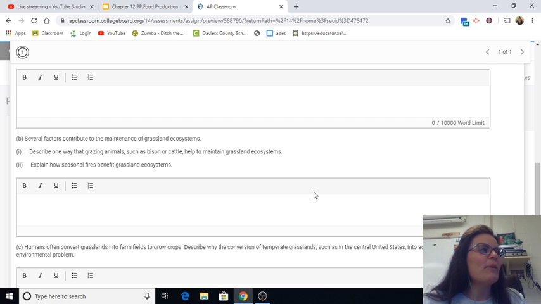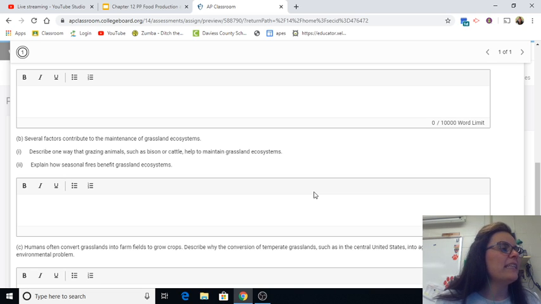But it says the response must describe, not just identify, one way grazing animals help to maintain grassland ecosystems. So, animals compact the soil with their hooves. We talked about overgrazing, so I would want you to use that vocab word, overgrazing. Animal waste provides nutrients for the soil and the plant, and if you were to throw in nitrogen cycle, even better. Animals open new areas for seeds to grow by moving over areas and disrupting the grasses.